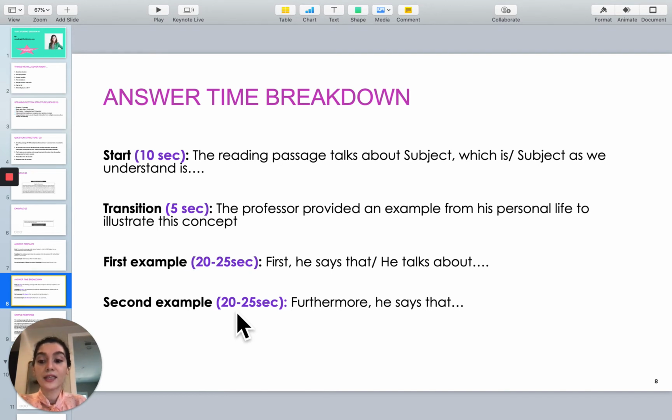Now the thing is that sometimes the question itself will talk a lot about the first example and not much about the second example. In that case, obviously you're going to spend more time on the first example, and that's why I have a range here. If the question has a lot more information about the first example, you're going to end up on the higher range, which is 25 seconds. So now let's do this question.